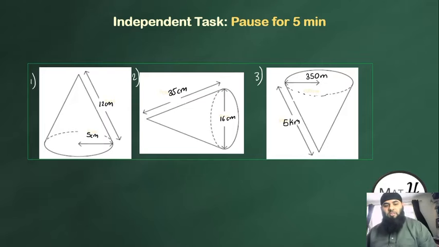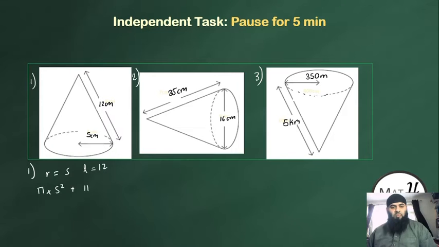I'm going to give my answers in terms of pi because it's going to take long just to work out the 2 decimal places. So question number 1, we have radius equals 5. We have the length equals 12. We're just going to plug into the equation of pi times 5 squared plus pi times 5 times 12. That should give us 25 pi plus 60 pi equals 85 pi centimeters squared. That's your answer for question number 1.